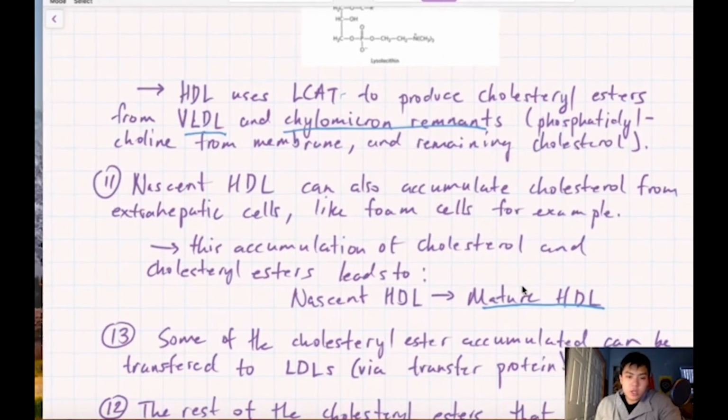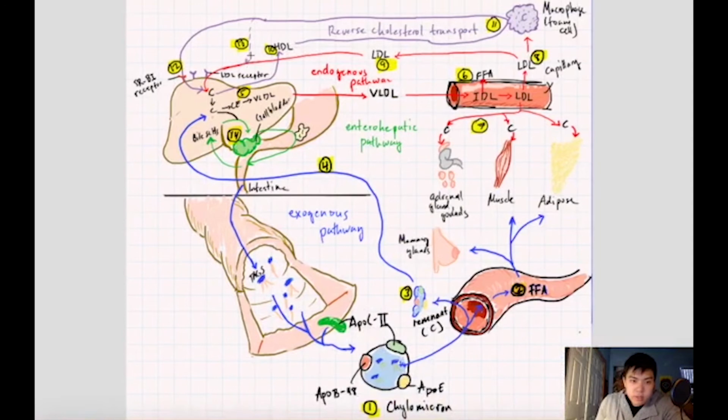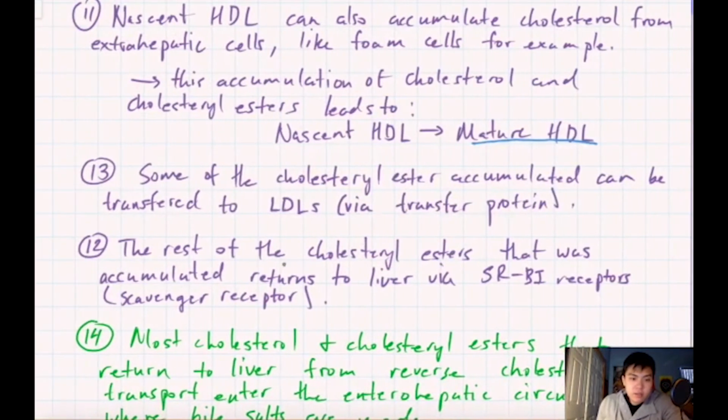So once it's mature, now it's ready to continue, basically. It's going to release some of its cholesterol ester and transfer it to LDLs sometime. So that's this step right here, step 13. And then the rest of the time it's going to come back to the liver through your SR-BI receptors, scavenger receptors. So remember how I said this reverse process is kind of like cleaning up. A good way to remember that is this SR stands for scavenger receptor.